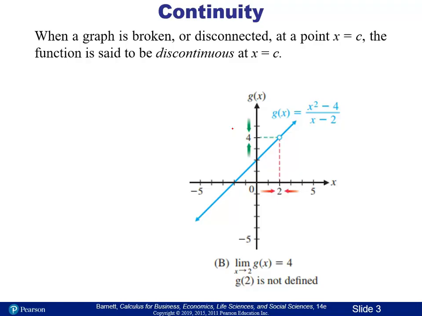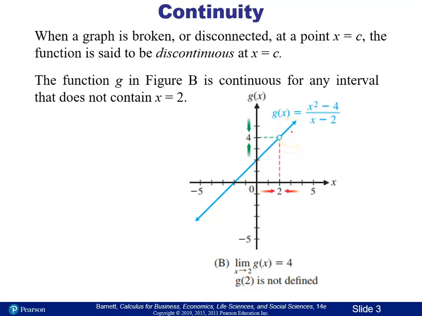Okay, so if we have a place where the graph is broken or disconnected, then it's said to be discontinuous at that particular point. So like for this particular one, we're looking at this and we're considering what happens here at 2. Okay, so 2 is where we have a gap in the graph. The graph is broken there.